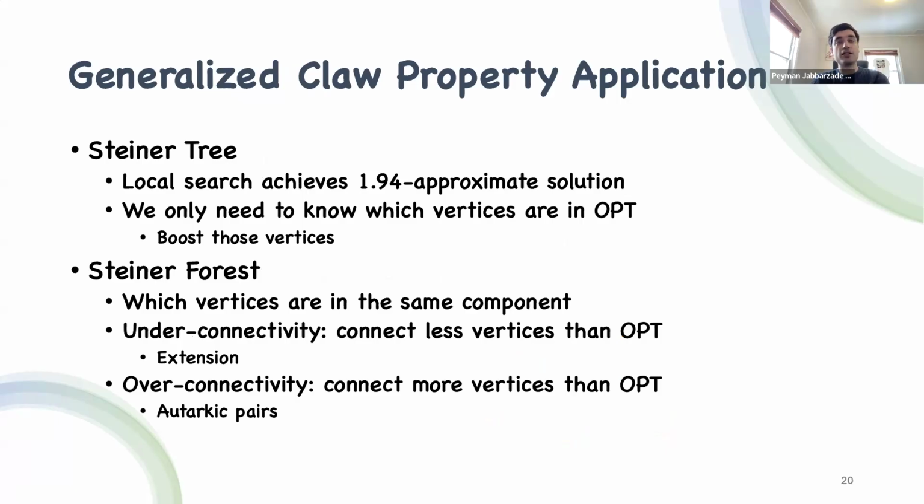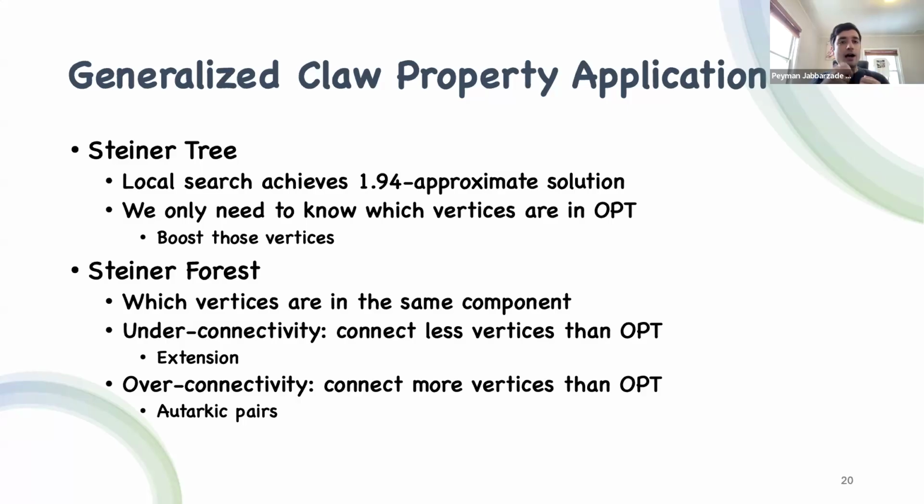But it's not enough for a Steiner forest because, see, in a Steiner tree, we only need to know which vertices are part of the optimal solution. If we know them, we can solve them and we get exactly the optimal solution. But in a Steiner forest, the question is not only which vertices are part of the optimal solution. The question is which vertices are in the same component. So it's a more complex question.